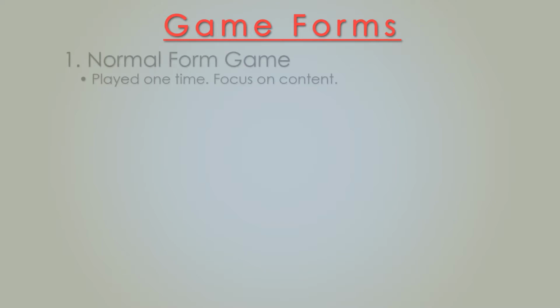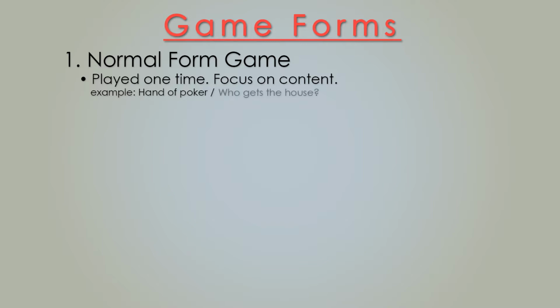Games come in 3 forms. The first form is a normal form game. A normal form game is a game that is played one time, there's a payoff, and the game is over. Think of a hand of poker. The cards are dealt, the players make their bets, somebody wins and walks away with the pot. That's a normal form game. In divorce, it might be who gets the house.